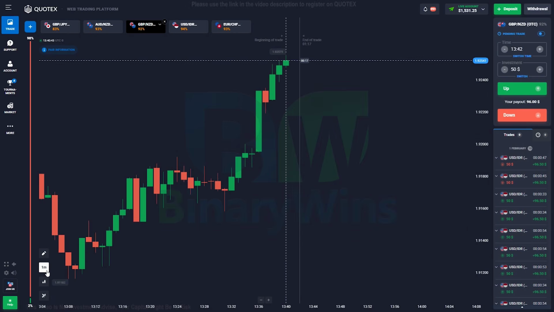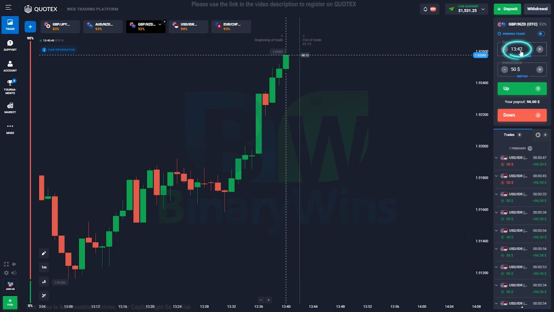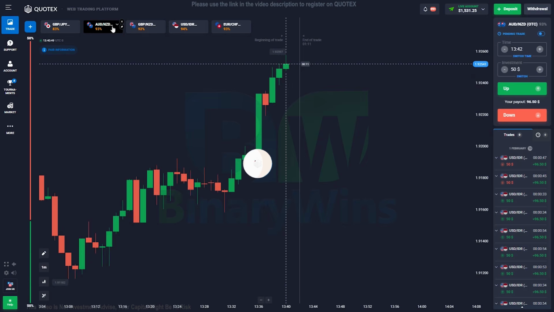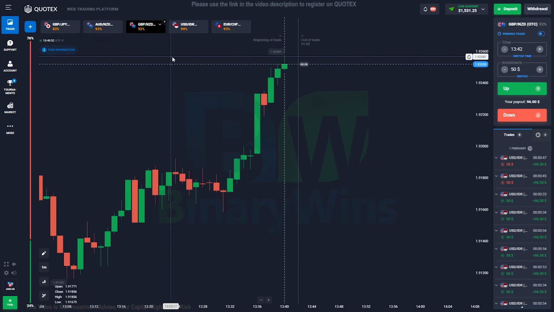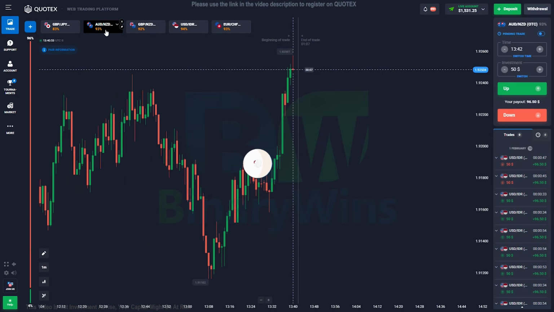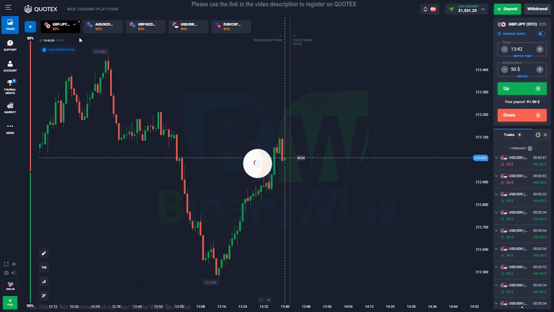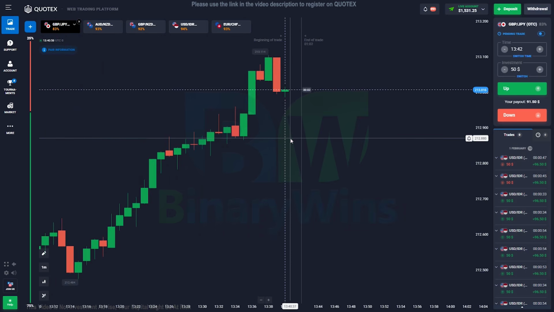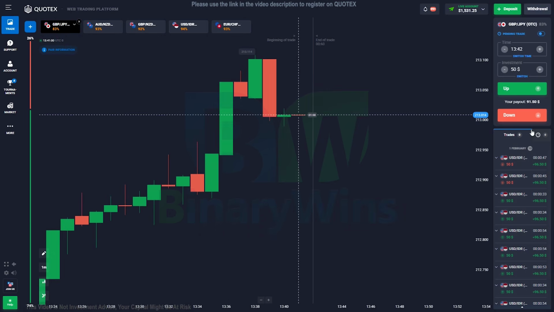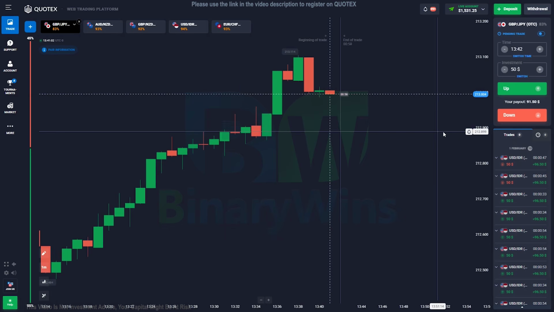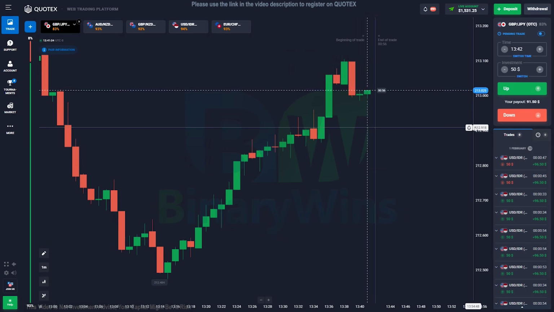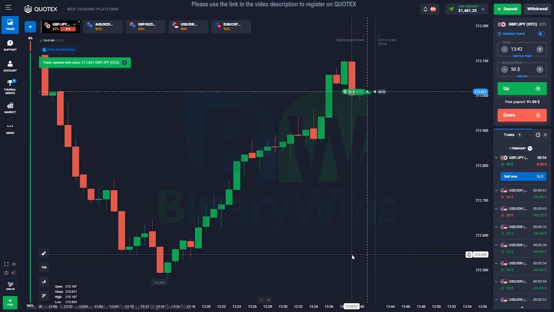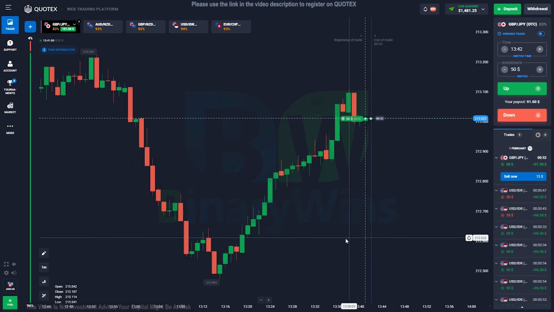Okay, the candle time is on 1 minute and the trading time is on 1 minute floating. First of all, we are looking for a suitable chart for the trade. I entered the higher trade.